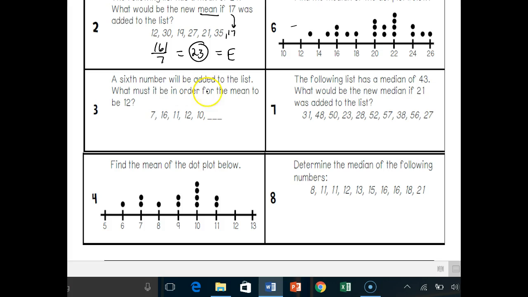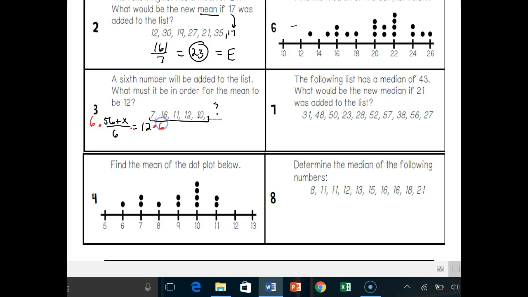Number 3, a 6th number will be added to the list. What must it be in order for the mean to be 12? So let's go ahead and first total this up, right? And then we have a question mark here. So when I total that up, I get 56 plus my question mark, divided by how many numbers do I have? 1, 2, 3, 4, 5 plus this other number that I'll add is 6, will be equal to my mean of 12, right? So now I just solve this.